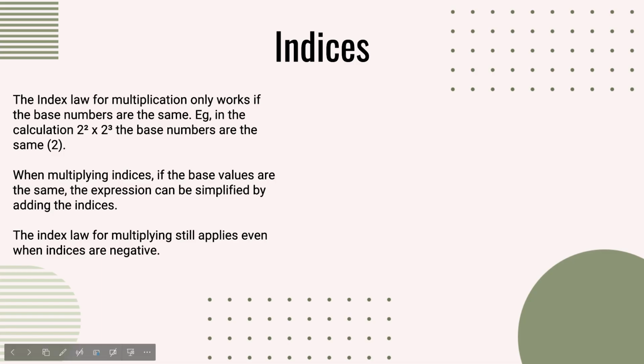The index law for multiplication only works if the base numbers are the same. For example, in the calculation 2 squared times 2 cubed, the base number of 2 is the same. When multiplying indices, if the base values are the same, the expression can be simplified by adding the indices. The index law for multiplying still applies even when the indices are negative. For example, in this equation, y to the power of 5 times y to the power of 4 equals y to the power of n, we would simply add 5 and 4 to give us n equals 9.